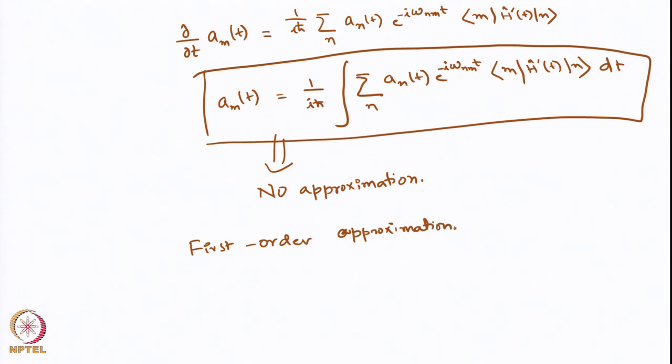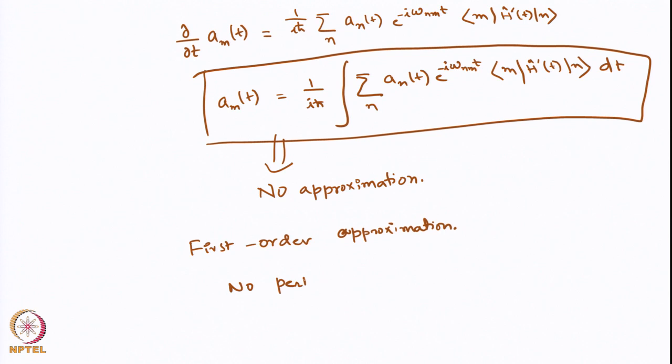What do I do in the first order approximation? To begin with, when there was no perturbation, what did we have? When there was no perturbation, then we had H naught of n is equal to En n. Now let us suppose there is an initial state I, which means H naught of I equals Ei I.